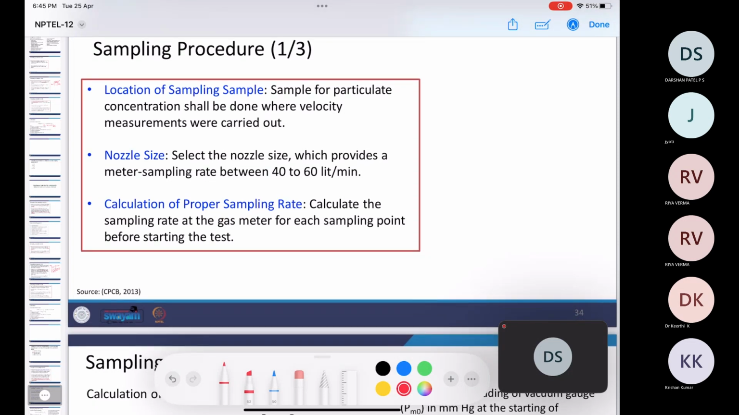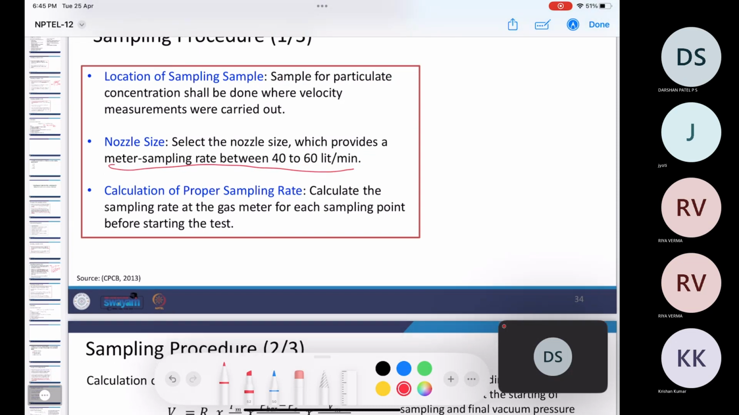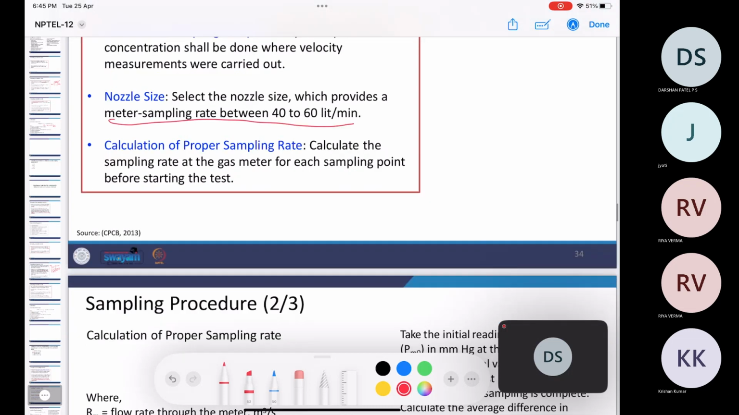Then the nozzle size. Basically, we need to select the nozzle size which provides a meter sampling rate between 40 to 60 liters per minute, and calculation of proper sampling rate. We need to calculate the sampling rate at the gas meter for each sampling point before starting the test.